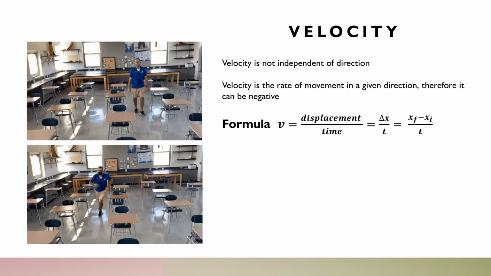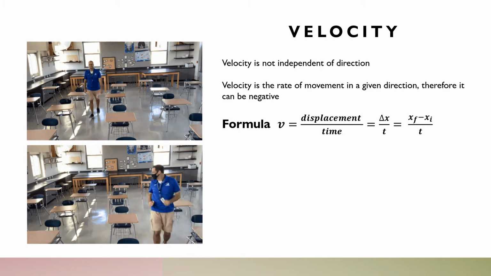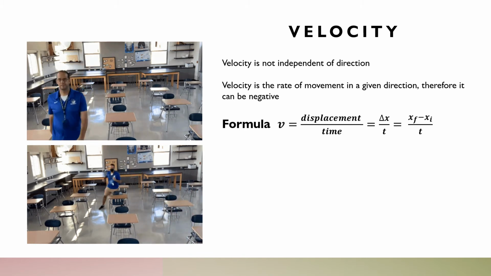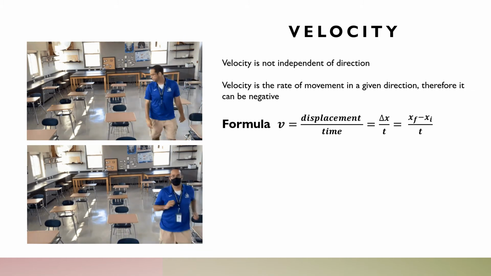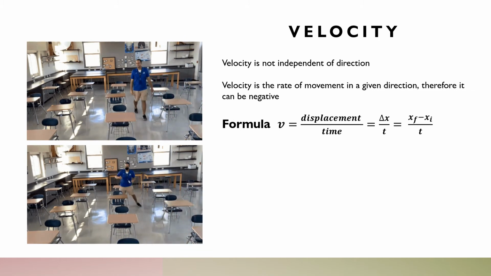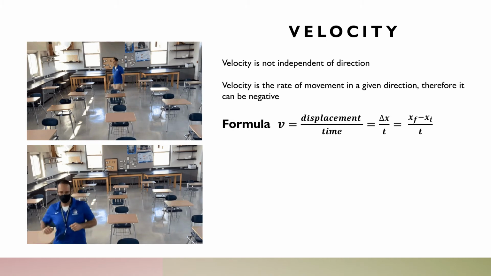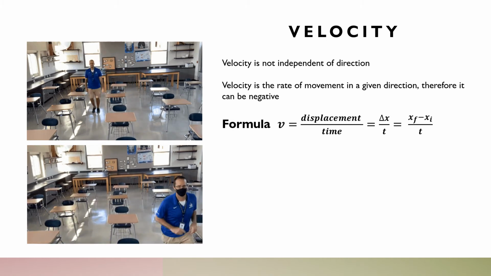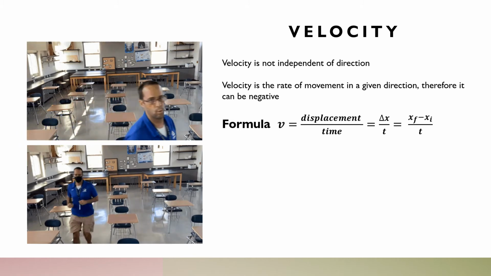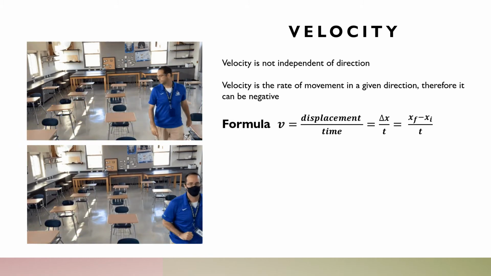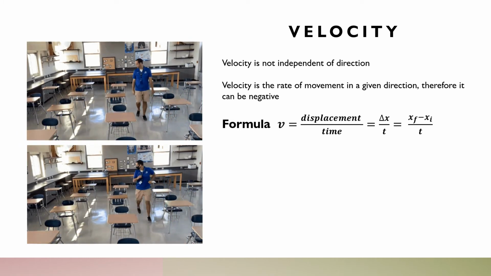Velocity, though, is different. Velocity is not independent of direction, which we've seen in our motion detector activities. Velocity is the rate of movement in a given direction. Therefore, it can be positive or negative, if we're staying on one axis, which we're going to do in this case. So how do we find our velocity? Well, velocity is the displacement over time. So it is the rate of change of position over time, or delta x over t.